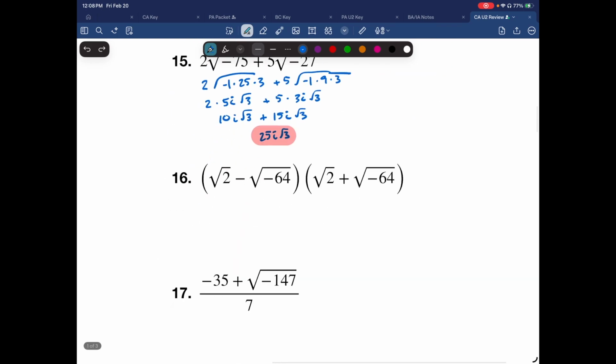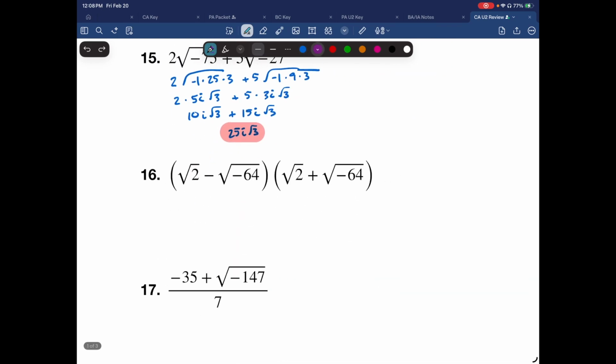All right, on 16, remember we need to simplify this first. This is going to be 8i. This is going to be 8i. And so this is going to be, remember that this is square root of 2 minus 8i and square root of 2 plus 8i. So I'm just going to square the first one and the last one. So that's going to be 2 minus 64i squared. And that's going to be 2 plus 64, which is just going to give you 66. Okay.